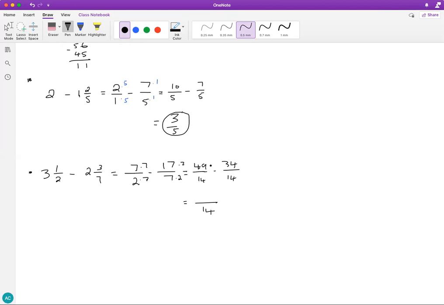What's 49 take away 34? It would be 15, right? What kind of fraction is it? Improper. How many times does 14 go into 15? 1 time. And what's the remainder? 1. Exactly. That's basically how you add and subtract fractions and mixed numbers, and how to find LCD. So 1 and 1/14 is the final answer.